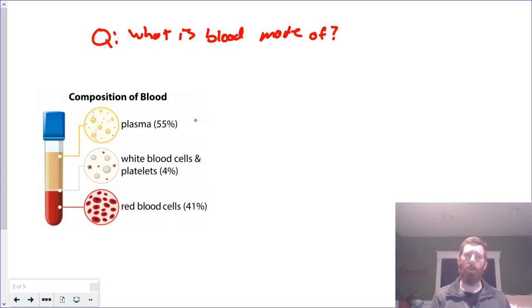So two basic parts, right? We have the plasma, which as you can see here is 55% of the blood volume. Plasma is the liquid part of the blood, and this liquid contains all sorts of stuff. It contains salts, which we talked about in the muscular and nervous system, very, very important: sodium, potassium, oh, what else? Calcium, right? All those are salts.